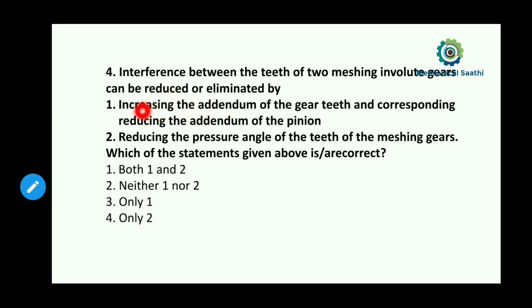So here we can say statement 1 is correct. Let us check statement 2 also. Statement 2 says reducing the pressure angle of the teeth in the meshing gears. By this we cannot reduce the interference between the involute gear and pinion, so statement 2 is wrong. Let us check what the question is asking: which of the statements given above is correct? Obviously statement 1 is the only correct one.